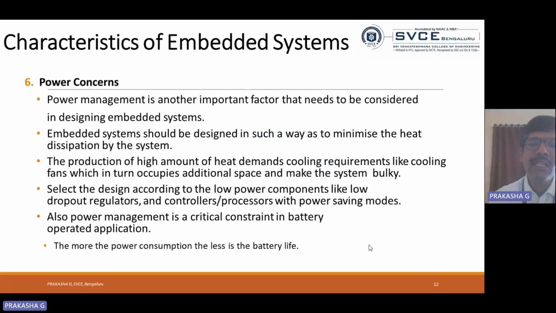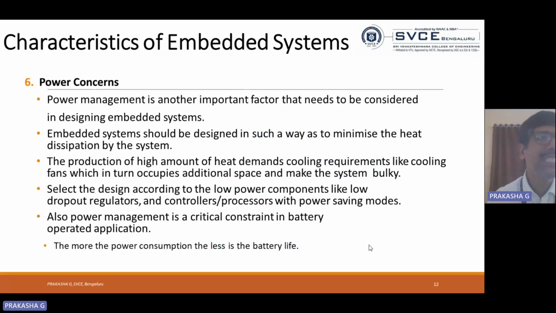Also, power management is a critical constraint in battery operated applications. See, some embedded systems are battery operated, and if one is placed in a remote location where it cannot get power, we should see to it that power consumption is very, very low so that it lasts for a longer duration. The more the power consumption, the less the battery life. Obviously, even a mobile should consume less power. During the idle stage, the power consumption should be as minimal as possible. During the active mode, power consumption should be normal. It should not consume more power itself.